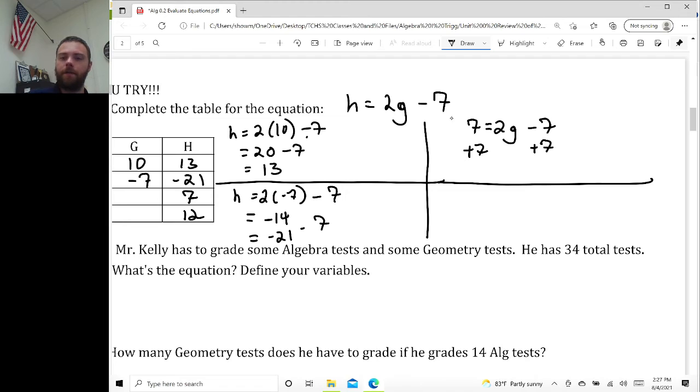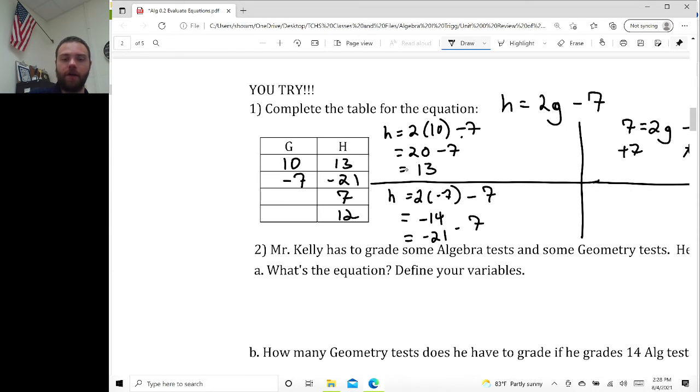All right, -7 plus 7 is 0. So 7 plus 7 is 14. So I've got 2G equals 14. All right, so if 2G equals 14, I want to get rid of this 2, right? I want to get G by itself, and 2 is being multiplied by G. Well, what's the opposite of multiplication? Well, it's going to be division. So I'm going to divide both sides by 2. And those 2's are going to divide out to 1. So I'm left with G. And then 14 divided by 2 is going to be 7. So G equals 7.